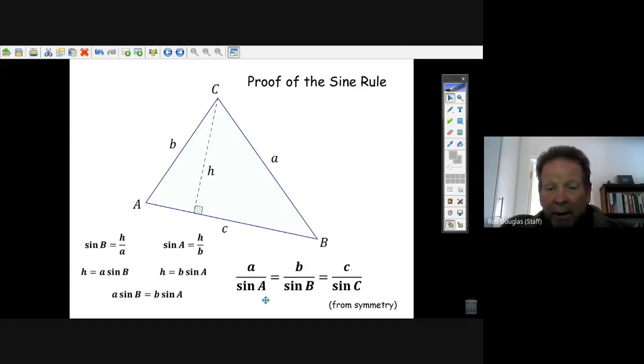Wow, this is really important. The ratio of a side over the sine of the angle opposite it is equal to another side over the sine of the angle opposite it. It will also equal c over sine C. And why that's true, it takes a little bit more thinking. Here it says symmetry, but right here is the core of the sine rule.